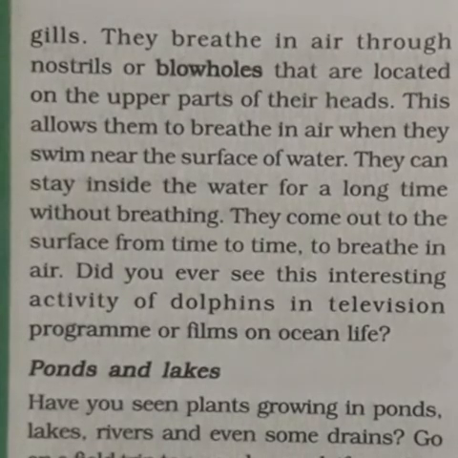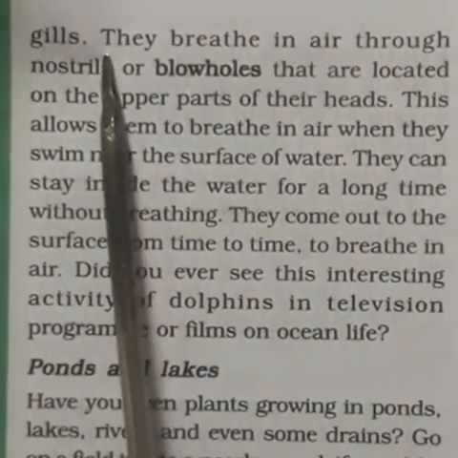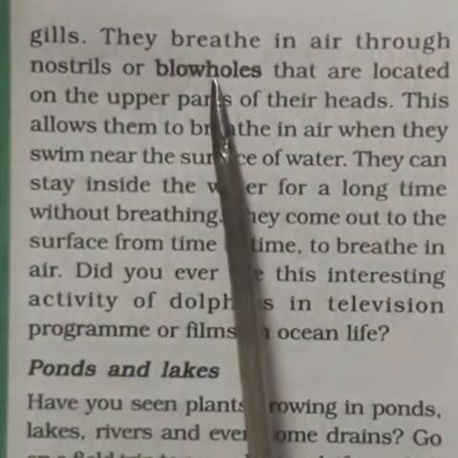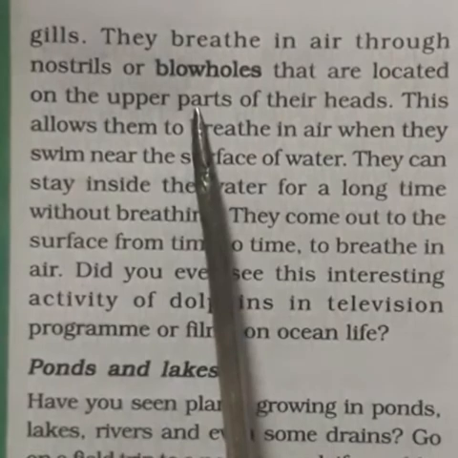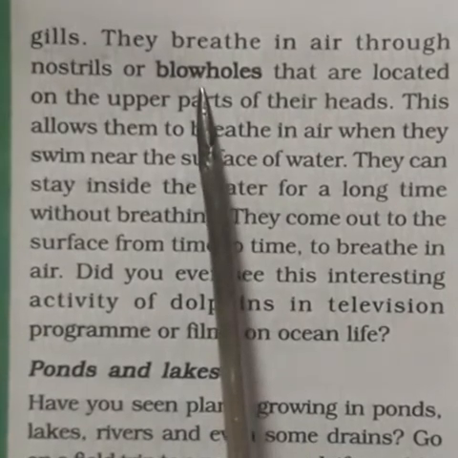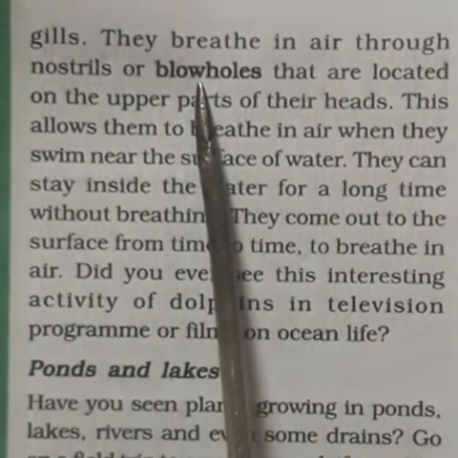Some animals like whales and dolphins do not have gills. Then how do they breathe? They breathe in air through nostrils or blowholes that are present on the upper parts of their heads. There is a small hole-like structure on the upper part of their head, so they breathe air through these blowholes or nostrils.